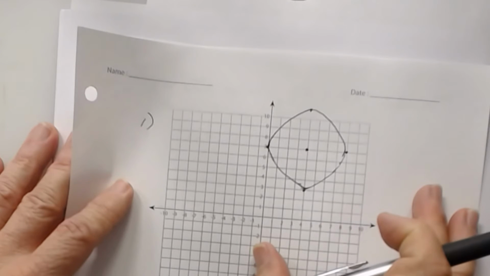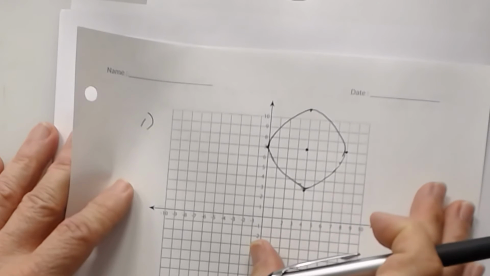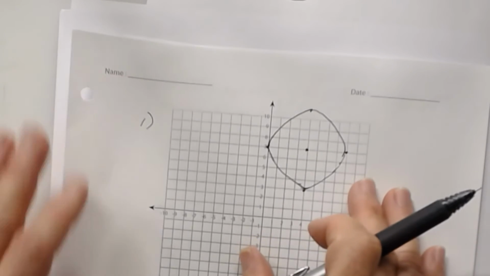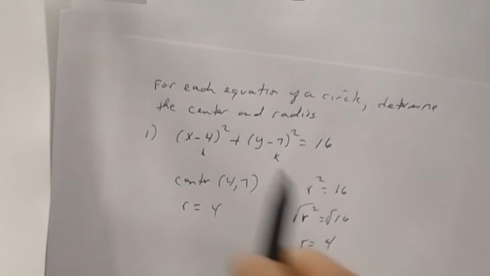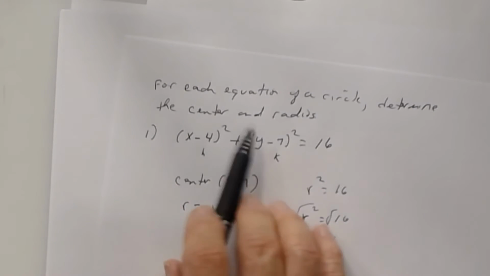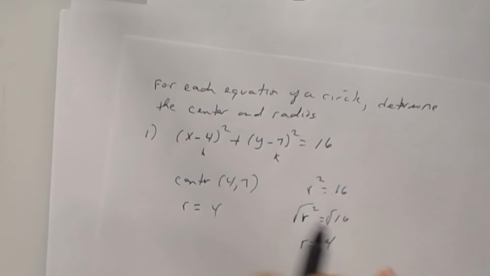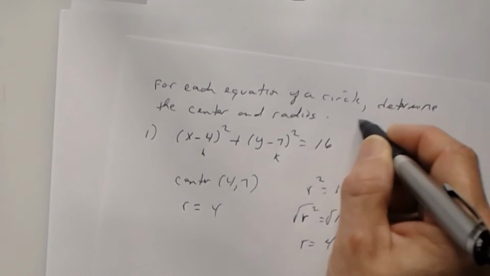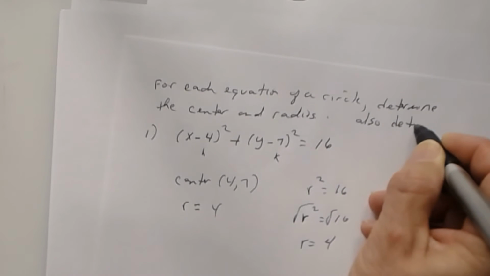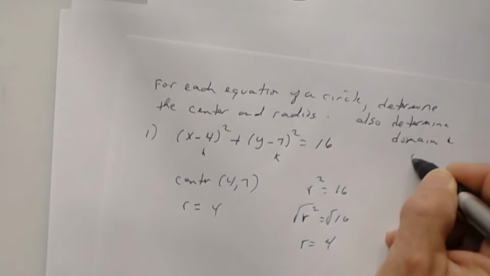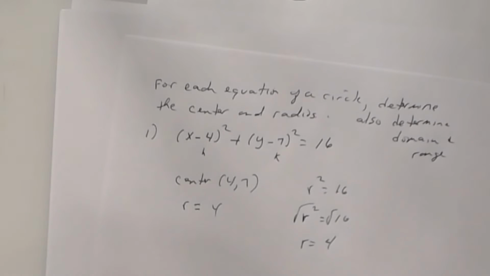All right, so that's where I'm at. Okay? All right, any questions? All right, now, listen to the next one. Okay, so for each equation, determine the center and the radius. At times, they will ask you to also determine the domain and range. Domain and range. So let's do that. So also determine domain and range.